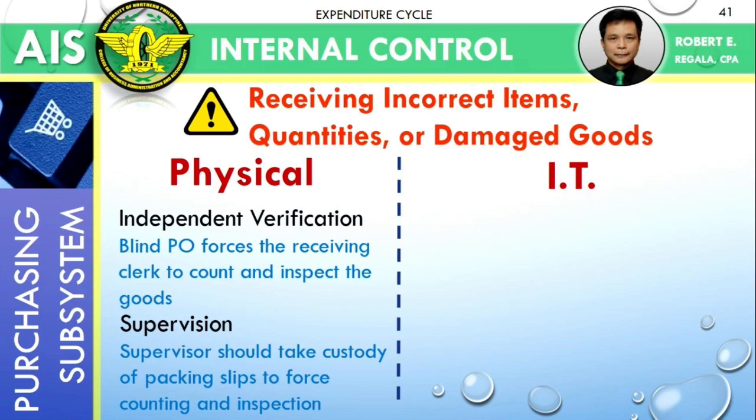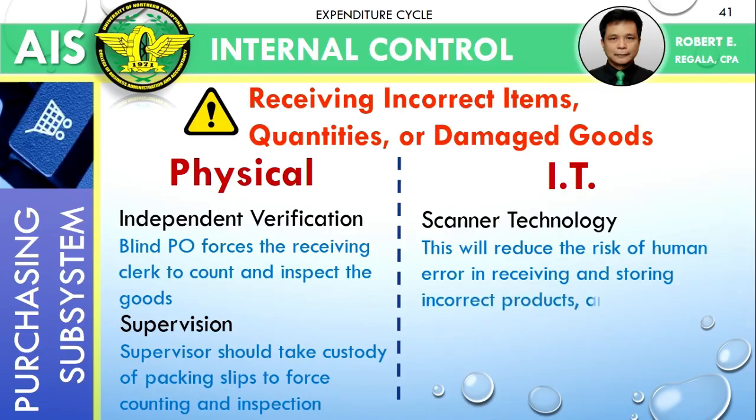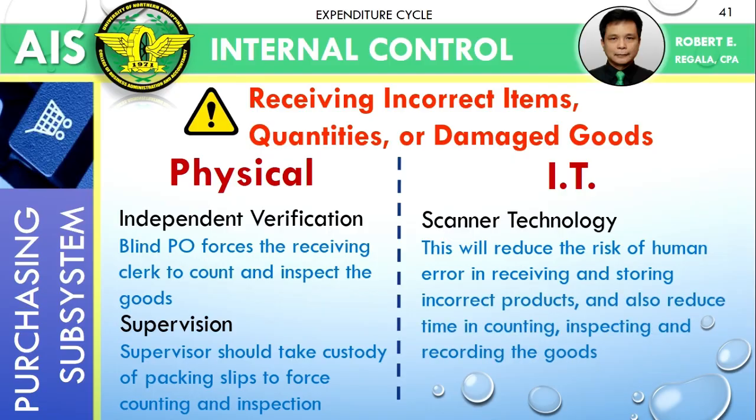IT controls. Scanner technology. The basic concept of inspection can be enhanced through the use of IT controls. Product code scanners in the receiving department and warehouse will reduce the risk of human error in receiving and storing incorrect products. When scanned by the receiving clerk and the warehouse, the system will verify that the items received match those on the purchase order.